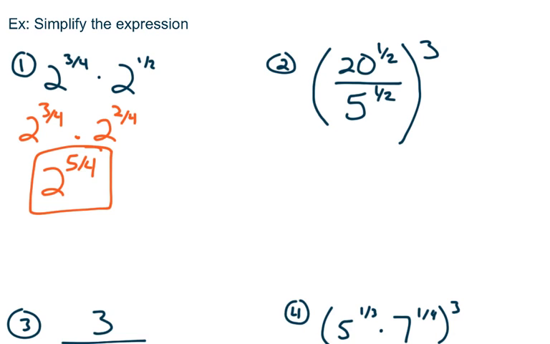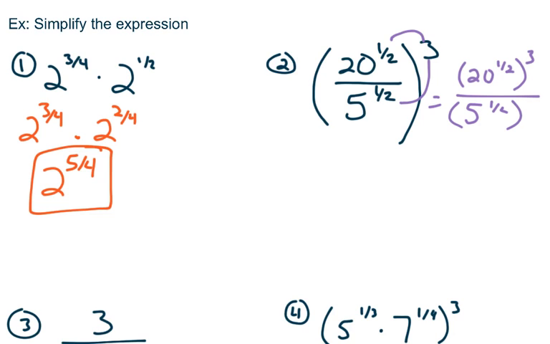Now I'm going to do number 2 in a different color, in purple. What I would suggest, and really there are multiple options, is to first look at this in the big picture: I've got a big fraction raised to a power. So I'm going to distribute this outer exponent of 3 to both the numerator and the denominator. This becomes 20 to the 1/2 power to the 3rd power over 5 to the 1/2 power to the 3rd power.